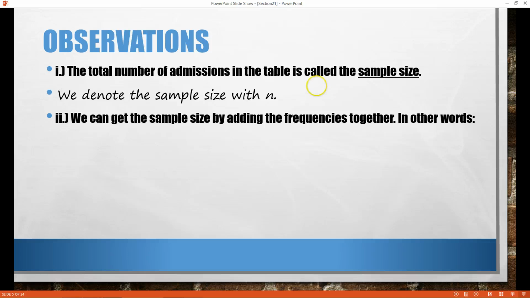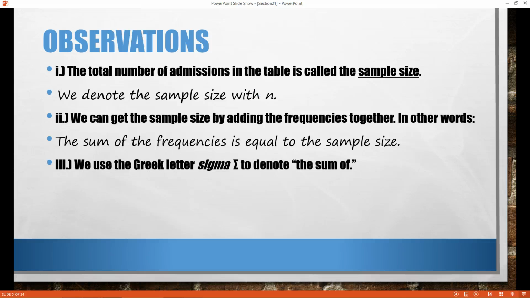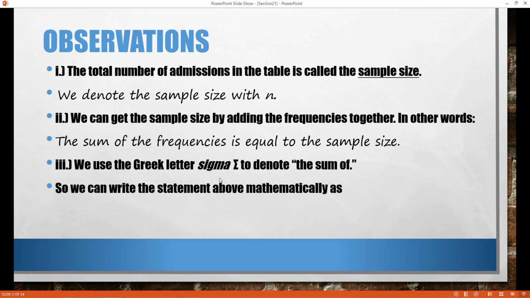In other words, let me take that and put that in words. The sum of the frequencies is equal to the sample size. So the sum of the frequencies in one of these frequency distributions, we have an ungrouped one here, gives us the sample size. Now, let's write that same thing mathematically. Whenever you see the Greek letter sigma in mathematics, that means the sum of. In other words, add some stuff up. So to say that the sum of the frequencies is equal to the sample size, we'll write this.